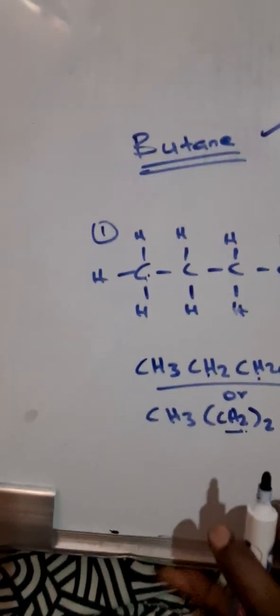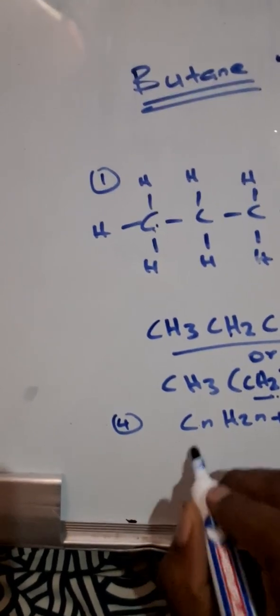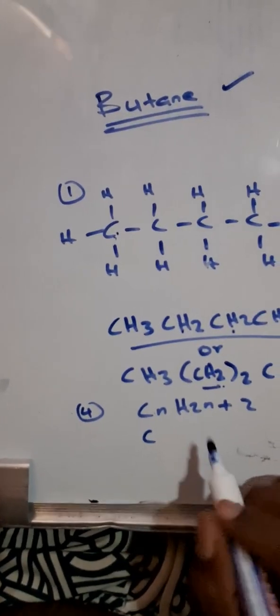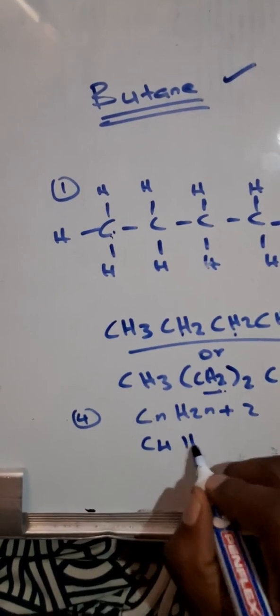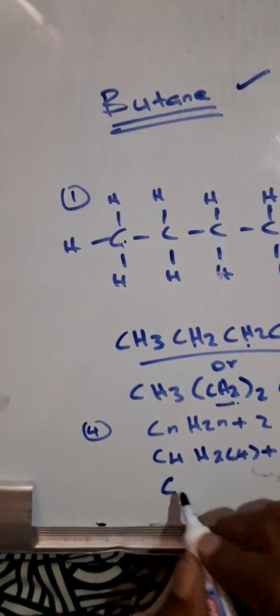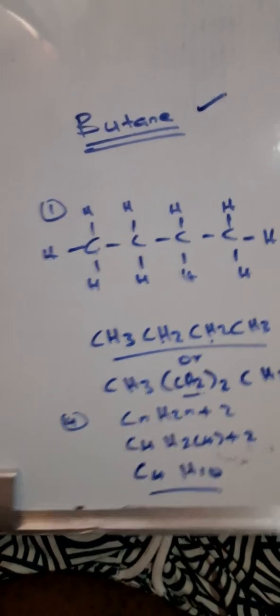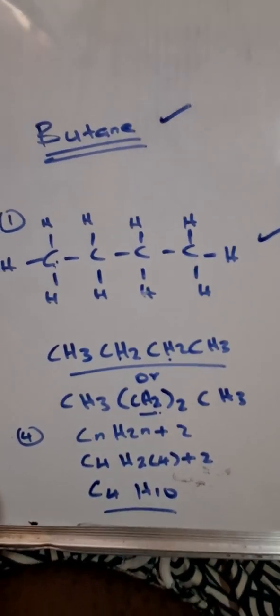And then now let's do the molecular formula of this. So CnH2n plus 2. How many carbons do we see? 4 of them. So it will be C4H, 2 multiplied by 4 plus 2. So it will be C4H10. So this will be the molecular formula of butane.